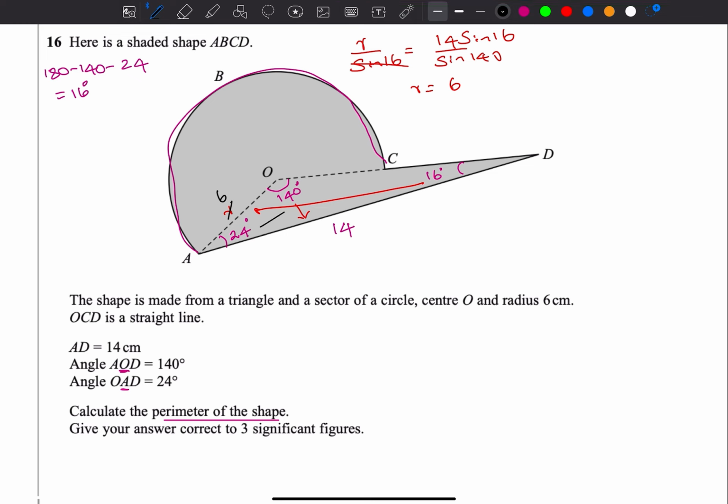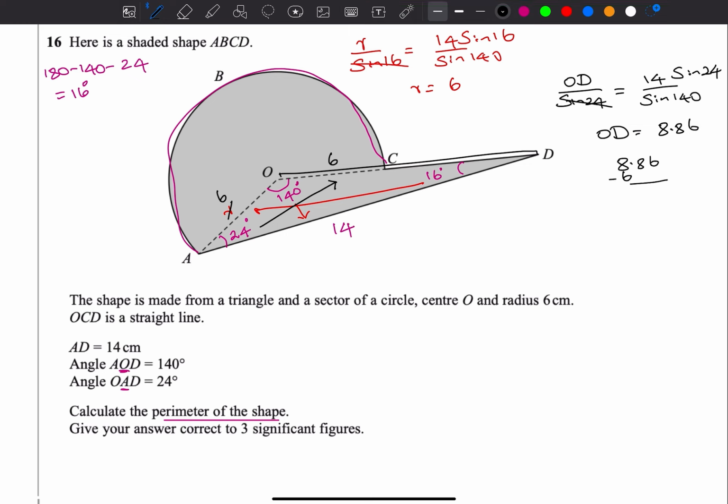Then I would also want to work out this length here, O to D. So I'll go O to D over sine 24 equal to, I'll use the 14 one that they had, 14 over sine 140. So O to D is 14 sine 24 over sine 140, which is 8.86. So if the whole thing is 8.86, remember this is 6 here, then 8.86 take away 6 is 2.86. So this length is 2.86.